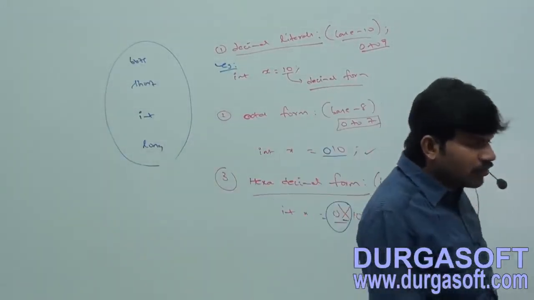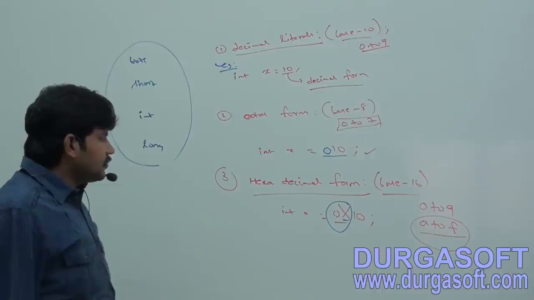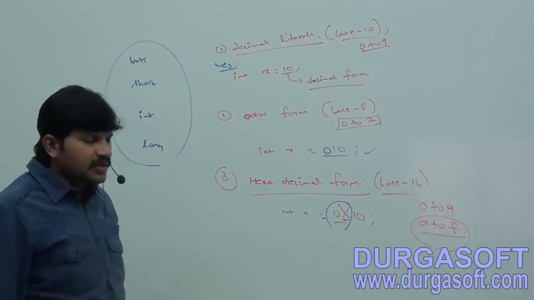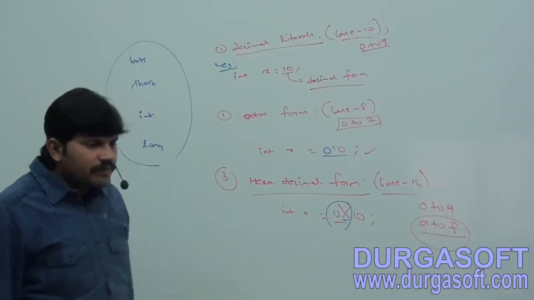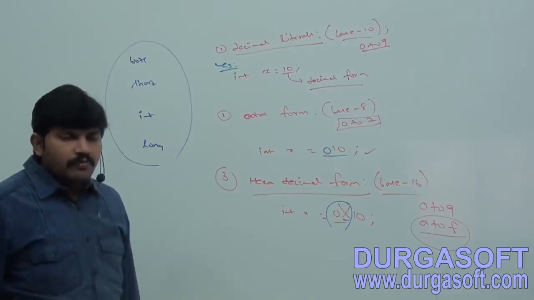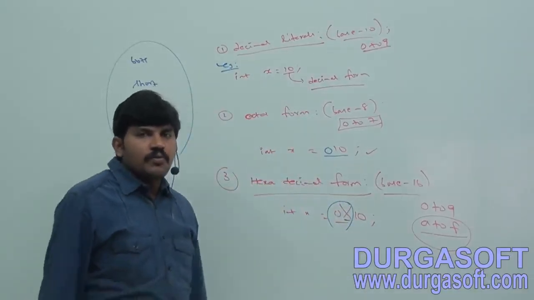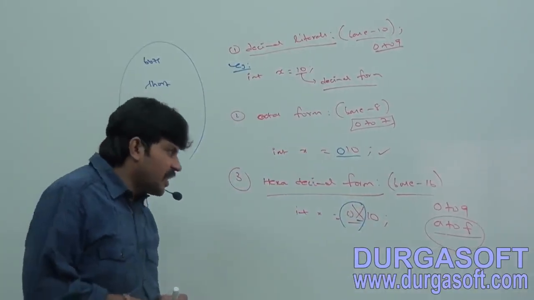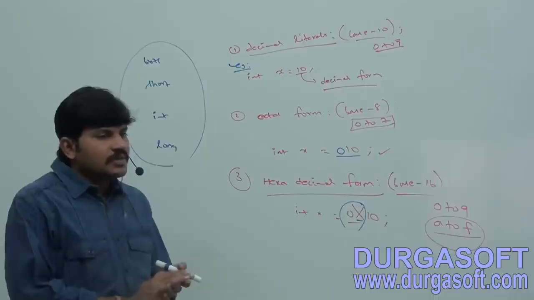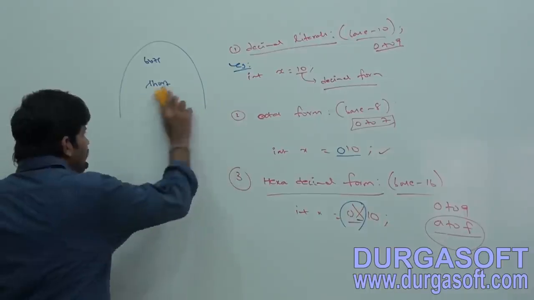For the extra digits, within brackets 0 to 9, and A to F, we can use both the lowercase and uppercase characters.